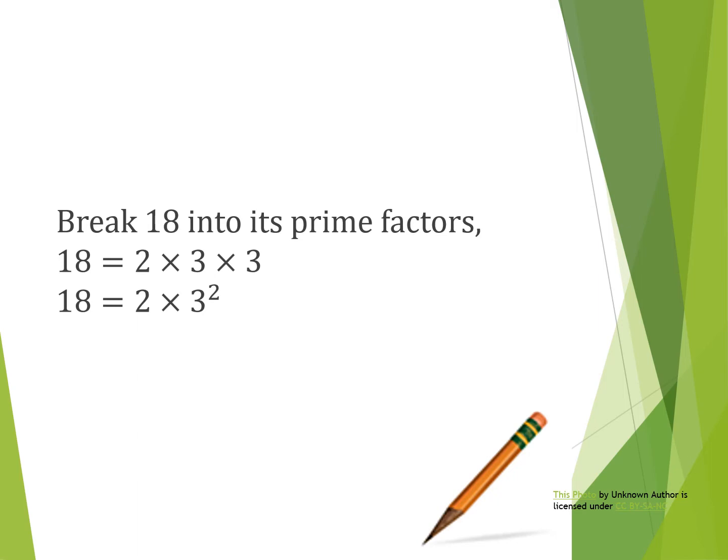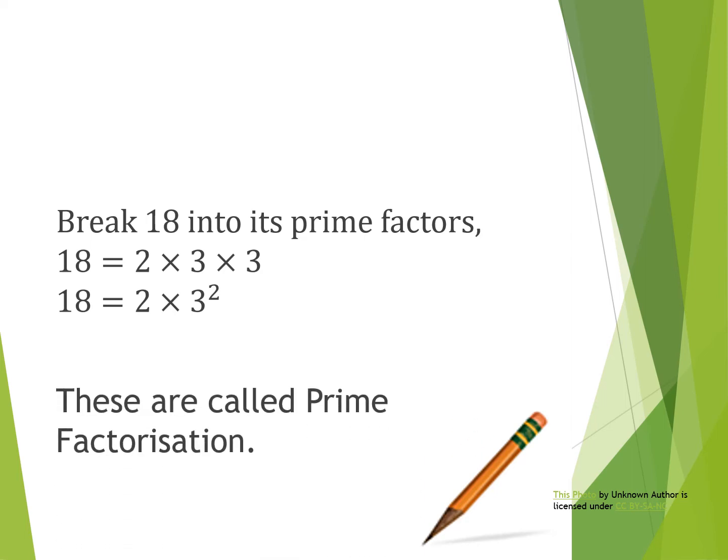We know that 18 is 2 times 3 times 3. Now those 3s are prime factors because they are factors of 18 and they are also prime numbers. Okay, so 18 is equal to 2 times 3 to the power of 2. That is the prime factorization of 18.